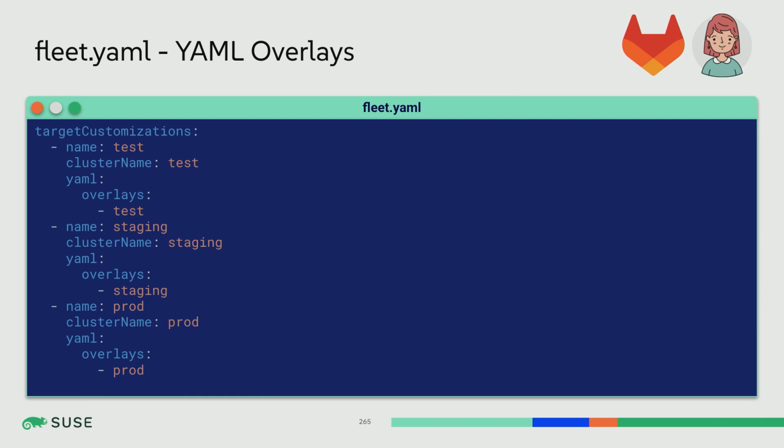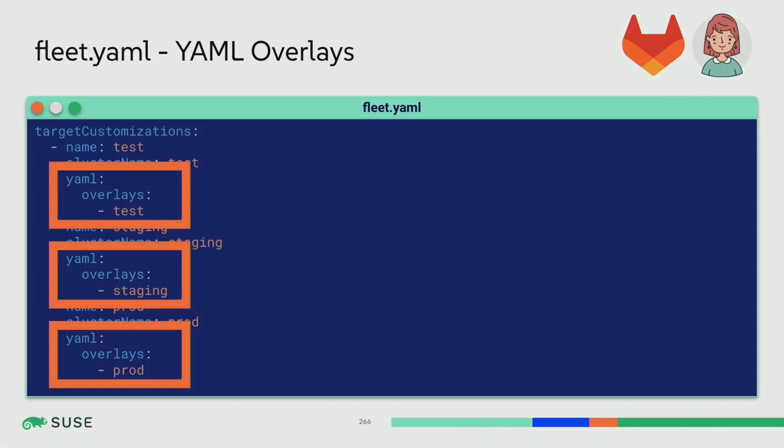The Fleet YAML file configuration uses the YAML overlay from Fleet and targets all 3 clusters, and a specific overlay in the specific folder will target the specific clusters. So test for test, staging for staging, and prod for prod.